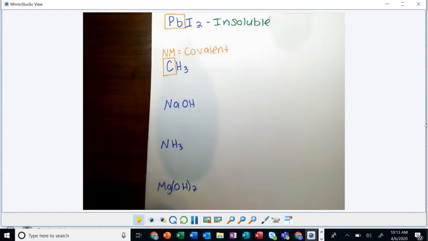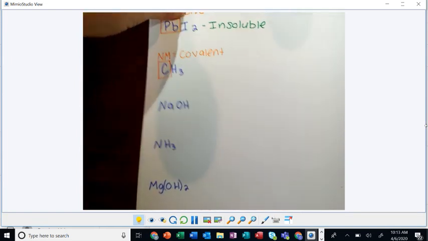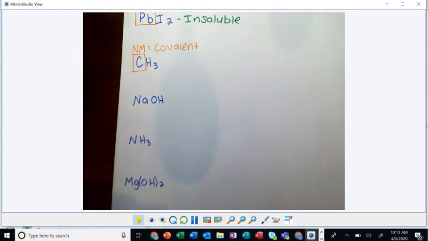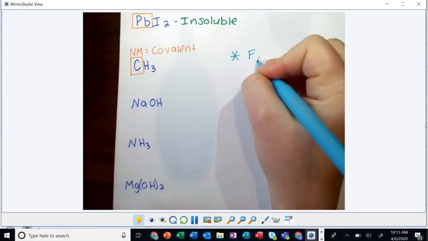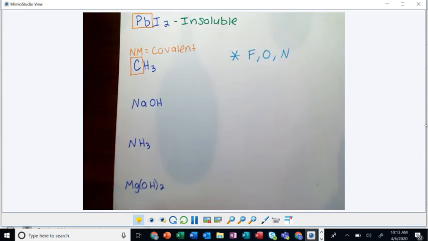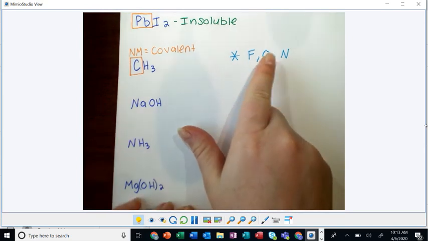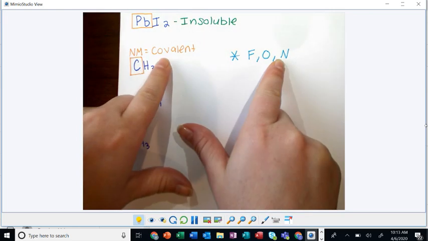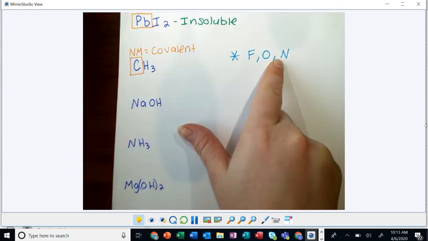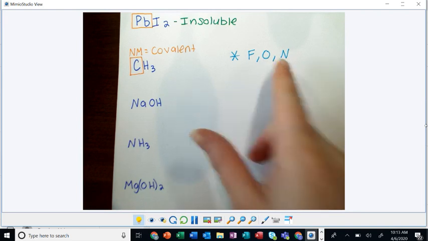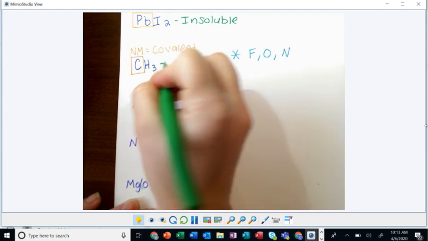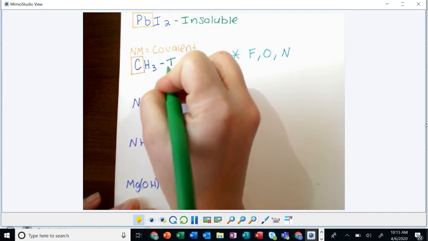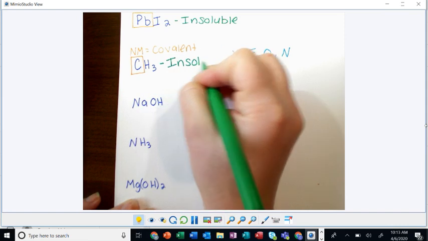All right. If it is a covalent compound, to decide if it's soluble in water, we must look for 3 elements. We must look for fluorine, oxygen, and nitrogen, FON, right. If the compound contains fluorine, oxygen, or nitrogen, if it is a covalent compound, and you see one of these in there, then that means the compound is polar, just like water, and therefore it is soluble. Since I do not see F, O, or N in here, that means this compound is nonpolar, therefore it is insoluble.